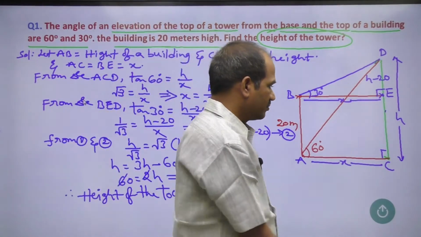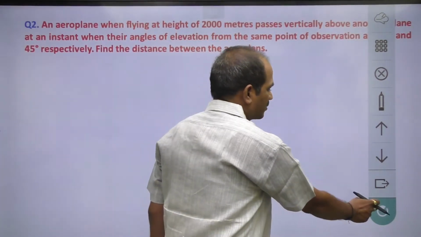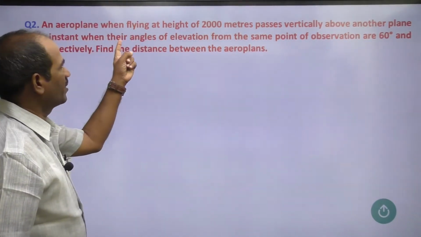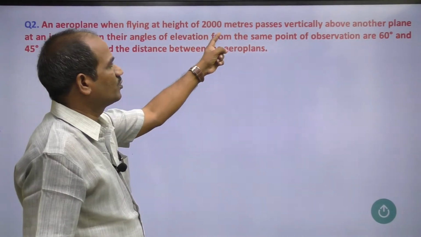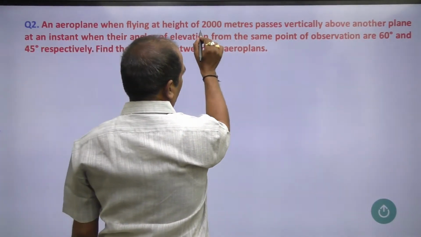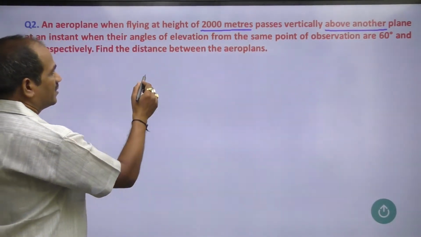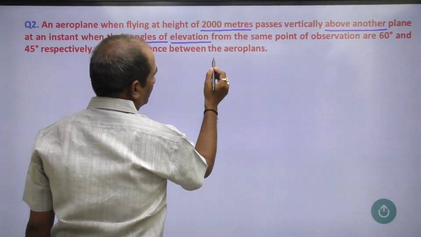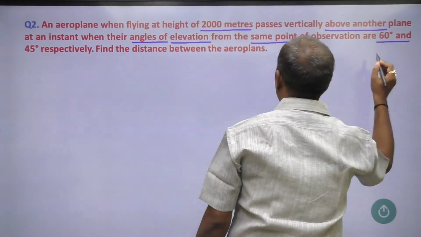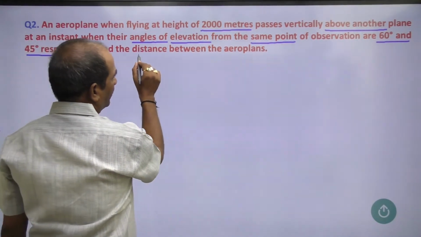Right, next problem. See here in this next question. Here in the second question, an aeroplane when flying at a height of 2000 meters passes vertically above another plane at an instant when their angles of elevation from the same point of observation are 60 and 45 degrees. Find the distance between the aeroplanes.